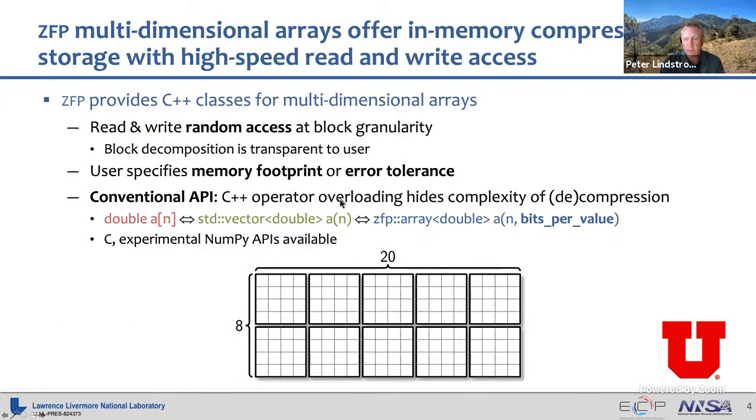As I said, ZFP provides these floating point arrays. We have C++ classes that just use operator overloading. They act just like regular arrays. Under the hood, ZFP will do compression, decompression, and caching of these blocks. That's all transparent to the user. The user just sees these as regular arrays.